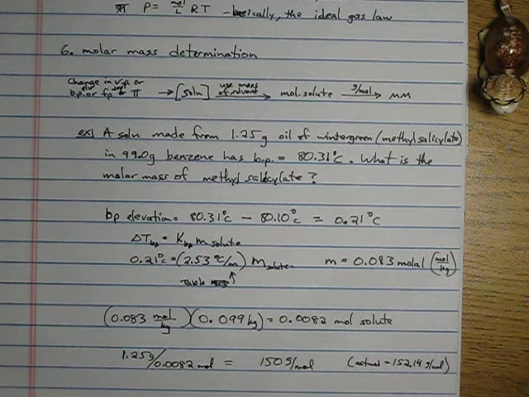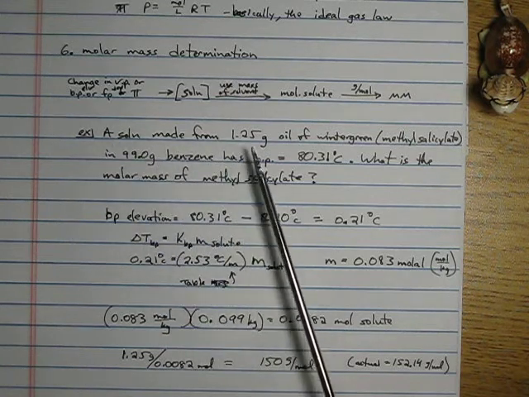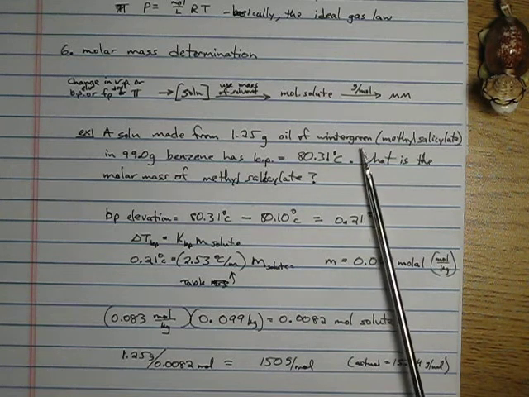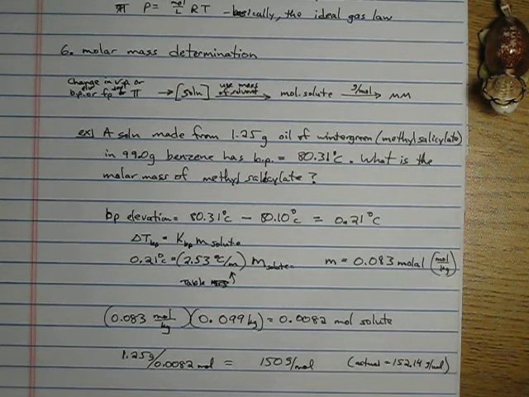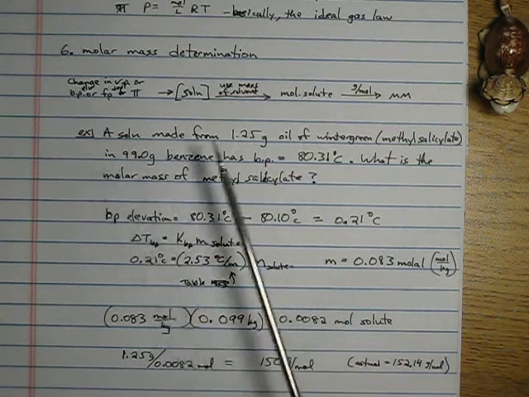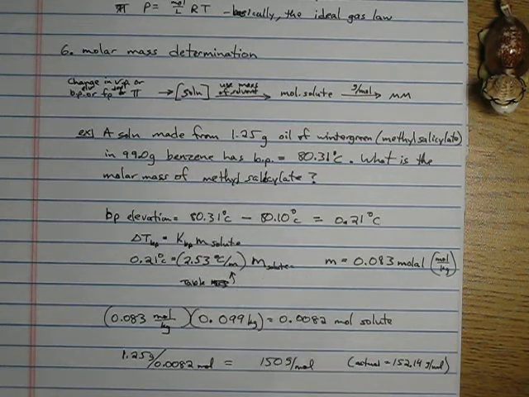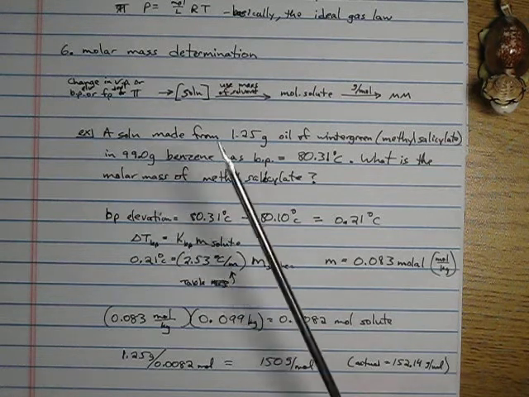That sounds a little concentrated. You're probably saying, what? I'm not following. Well, let's go through an example here. Say you have a solution that you made from 1.25 grams of oil of wintergreen, methyl salicylate, also kind of a spearmint type flavor. So you have this oil of wintergreen, you put 1.25 grams of it in 99.0 grams of benzene. We did not use water here because wintergreen does not dissolve in water very well, but it dissolves in benzene very nicely, so we had to choose a proper solvent to dissolve it in.